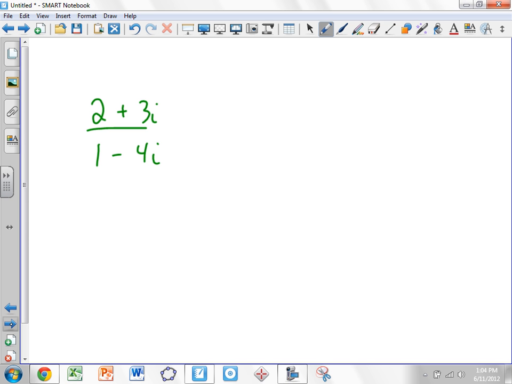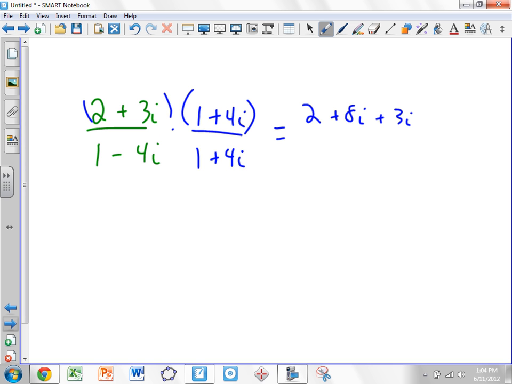you have to multiply by what was called the complex conjugate. Remember the bottom is minus 4i, so we make them both plus 4i. The reason we did that is because now we can FOIL this. The top, when you FOIL it, you have 2 times 1 is 2. Outer gives me 8i. Inner gives me 3i. And last gives me 12i squared. Okay, that's what we did for this part.